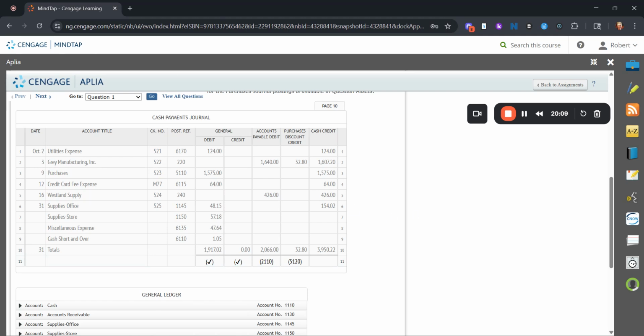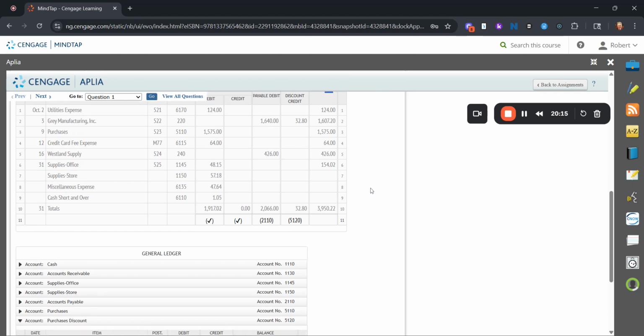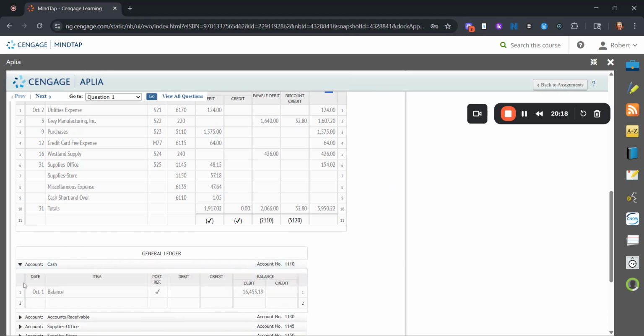Then the last column, cash. And this is going to be a credit entry. So cash credit. So very top ledger, cash, 31st, CP10, credit entry $39.50 and 22 cents. So this is the money that was paid out during the month. So I started the month at $16,455.19.